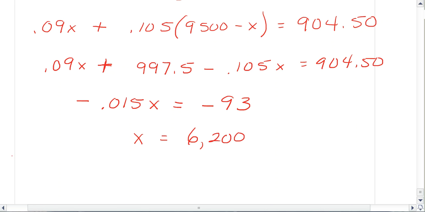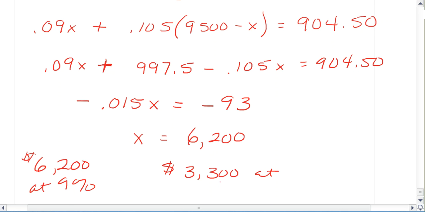So now we know that's how much money was invested at 9%, $6,200 at the 9%. And so then if we just subtract from 9,500, we end up with $3,300 at the 10.5%. All right, so now I hope you are comfortable using the simple interest, the PRT formula.